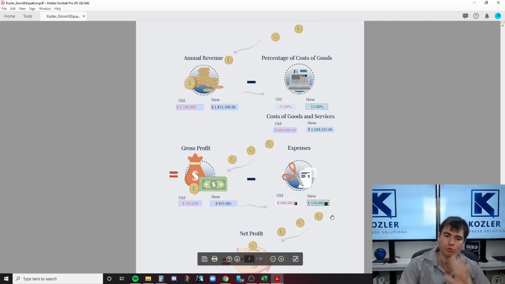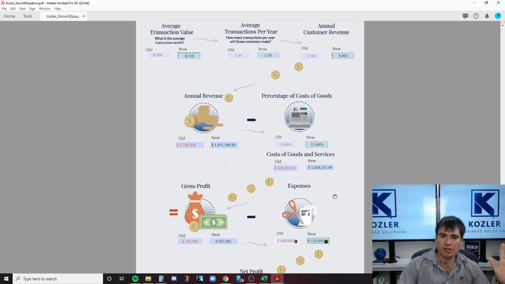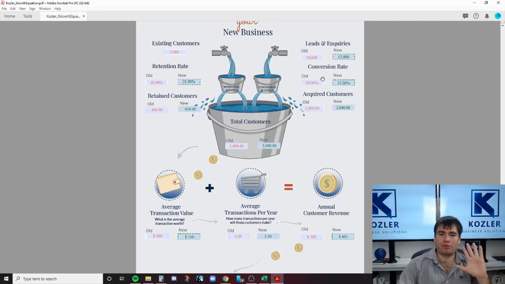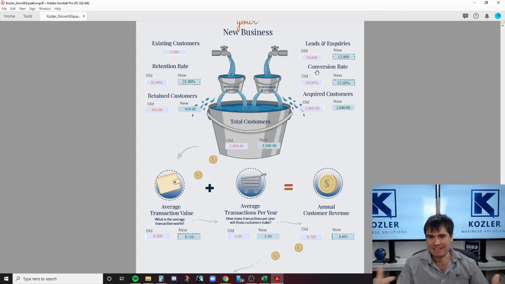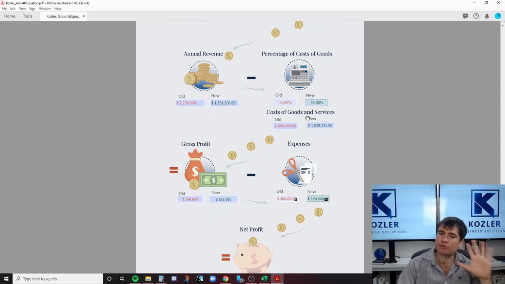$550,000. So by doing these small changes, what do you think the net profit of this business has increased to? We haven't changed cost of goods sold. We haven't reduced them at all. Our transactions only increased from 5 to 5.5. Our average transaction value from 100 to 110. We've only increased our conversions from 20 to 22. Our retention from 20 to 21. These are really small changes that anyone could do. What do you think the net profit of this business has increased to? From $140,000 to what?